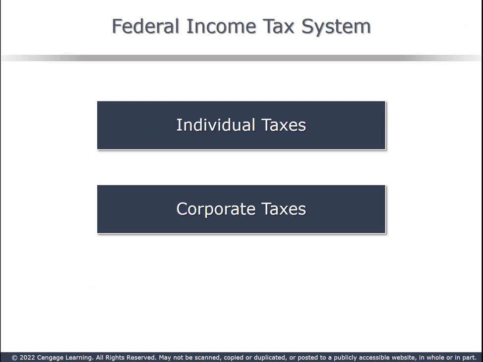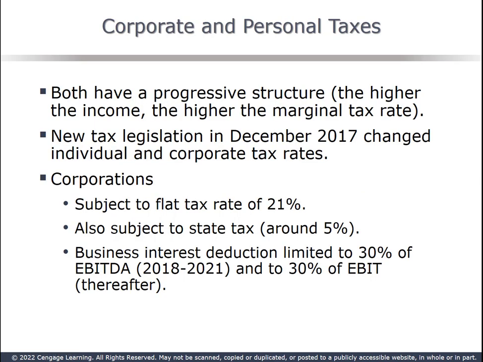Our final topic in this lesson covers taxes, individual and corporate. Both personal and corporate taxes have been based on a progressive structure: higher income, higher rate. Individual taxes are still progressive, but the corporate rate is now, for the moment at least, a flat 21%. New tax legislation modified the tax rates for both individuals and corporations. The previous top rate for corporations was 35%, lowered to 21%. Business interest deductions were modified as well, with a limit of 30% of EBITDA through 2021 and then 30% of EBIT after. While the personal rates were lowered, which we'll see on the next slide, the reduction in the corporate rate was much more dramatic.